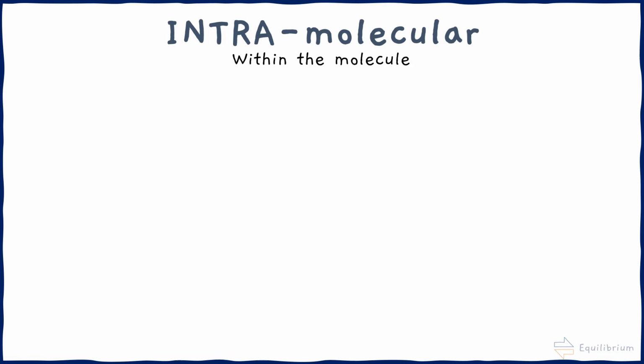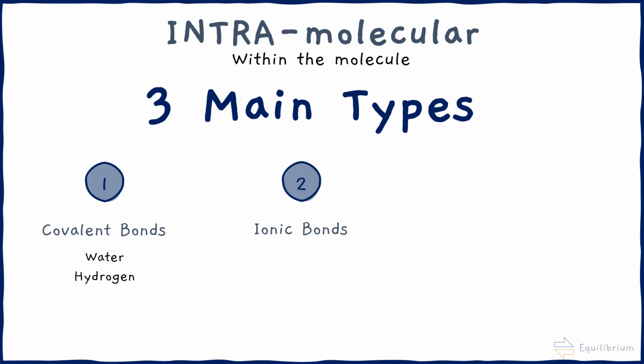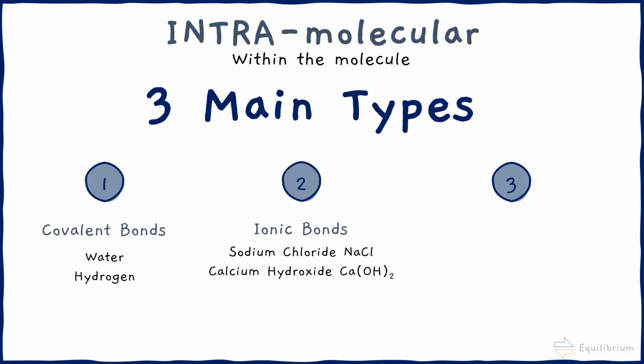These are bonds within the molecule. There are three main types of bonds. Firstly, we have covalent bonds, which are bonds found in water or hydrogen. Next, we have ionic bonds, which are bonds found in sodium chloride, also known as table salt, and calcium hydroxide, also known as lime water. Finally, we have metallic bonds, which are bonds in metals such as zinc or iron.